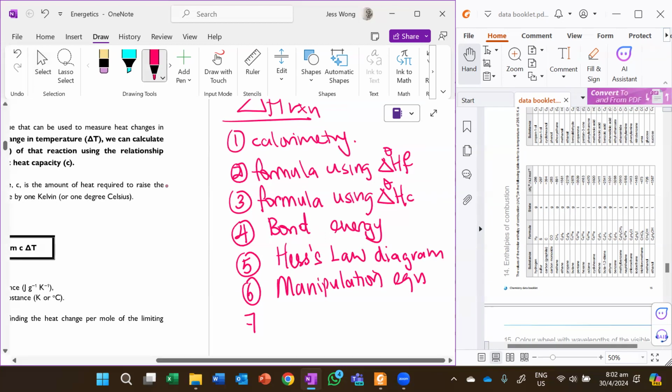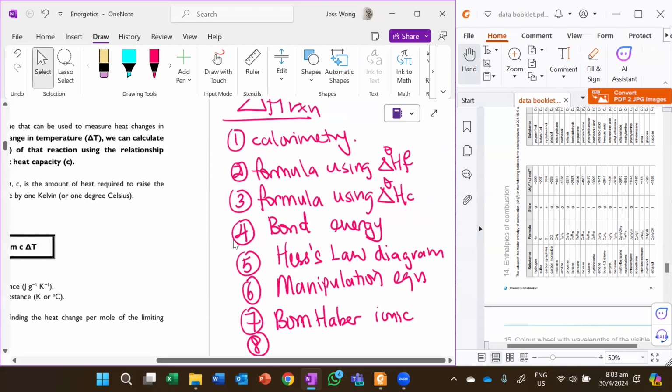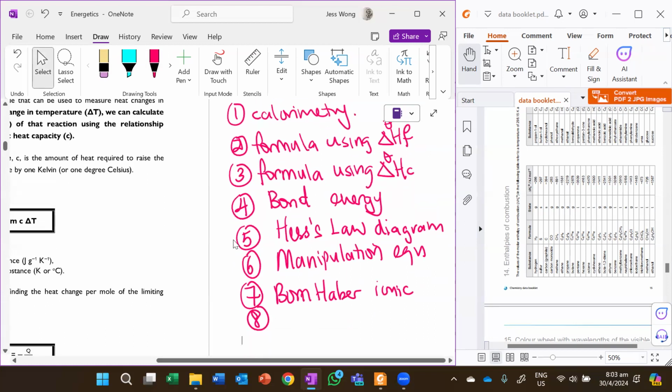Now, for ionic compounds, there is another delta H, which is the lattice energy. So we can use a Born-Haber cycle for that. And one more, for ionic compounds, there is another delta H that we can calculate by the equation of delta H solution, hydration, and lattice energy.